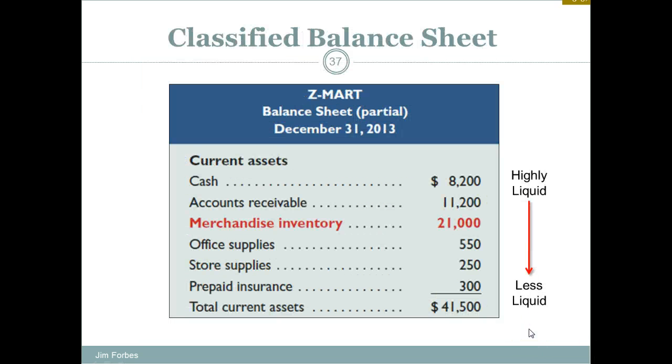Classified balance sheet. Again, a classified balance sheet is structured where you start with your most liquid assets, and then you go down to your less liquid assets. And so we put merchandise inventory after accounts receivable, but above the supplies and other ones. The reason why is accounts receivable, you've already sold this inventory, so it's more liquid. And then of course cash is at the top, because here you've collected on your accounts receivable. So it follows that merchandising cycle.